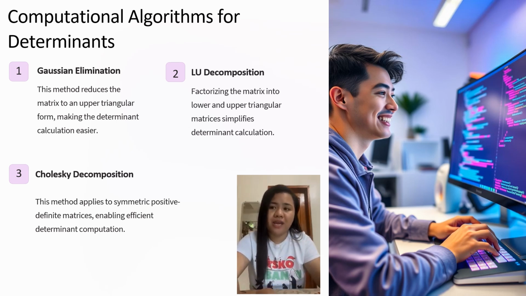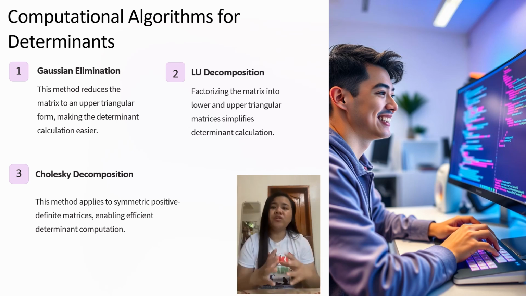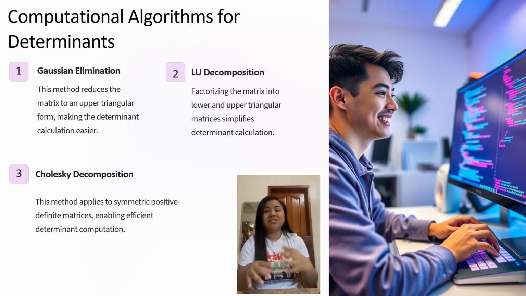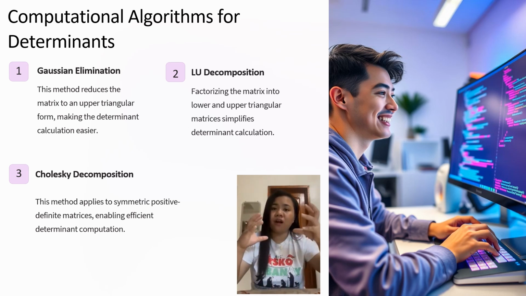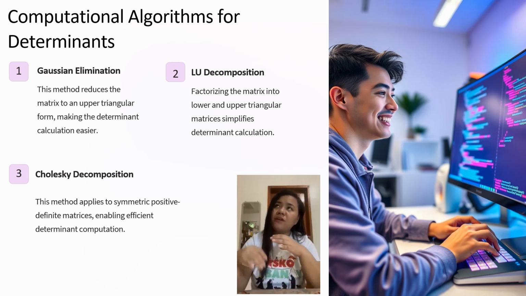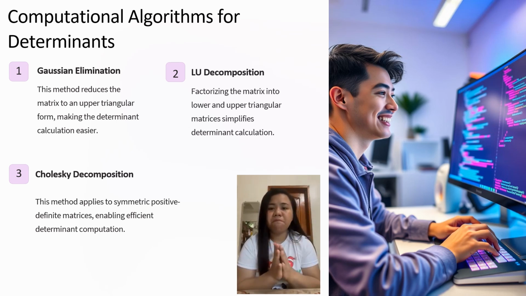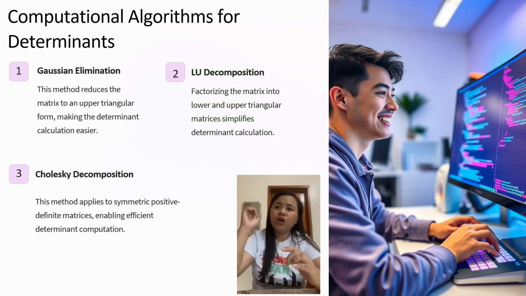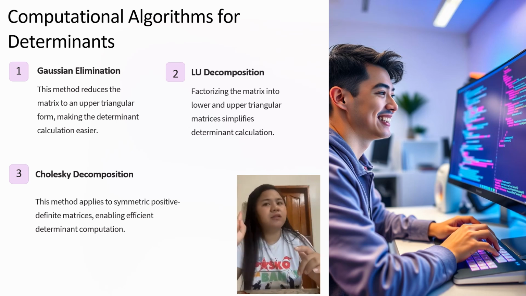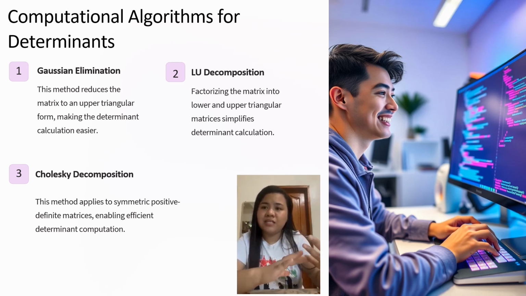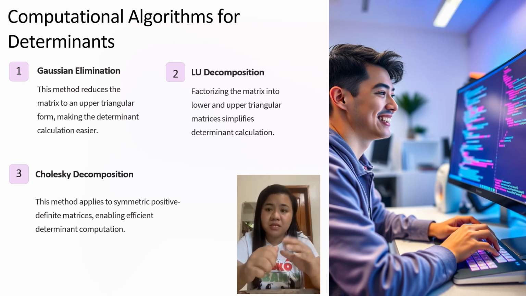Now, how about the Cholesky decomposition? When we say Cholesky decomposition, it is for symmetric, positive definite matrices. The Cholesky decomposition decomposes the matrix into a product of a lower triangular matrix L and its transpose, meaning A is equal to L L transpose. So the determinant of A is the square of the product of the diagonal elements of L.